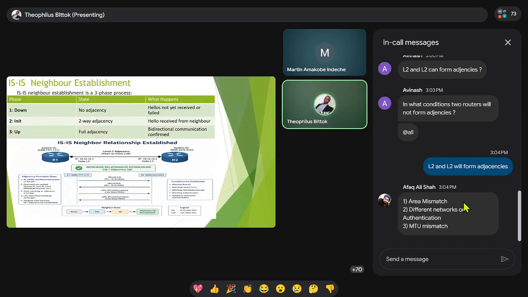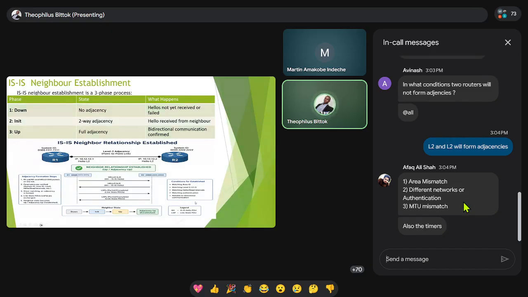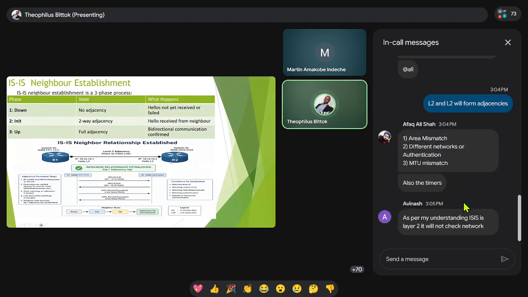And the last thing that could stop you from forming an adjacency is bidirectional communication. Let's say, for example, there's a fiber cut here. You will find that the point to point link is basically down. So if the physical link is down, then your ISIS is not going to come up.